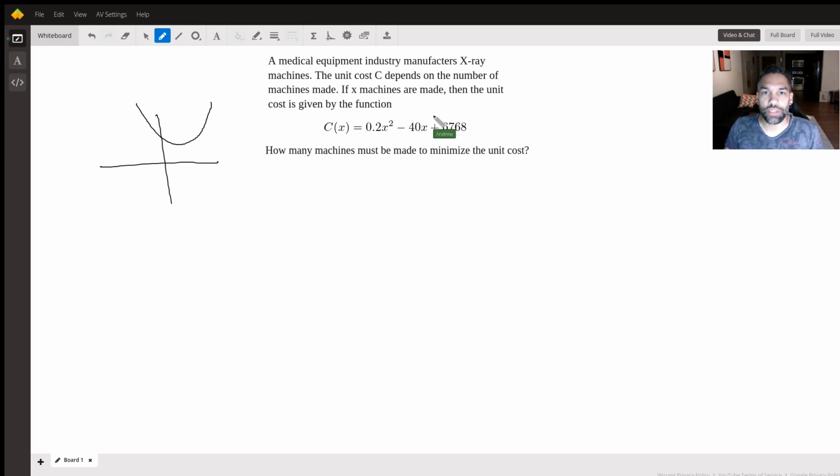And so the question here: how many machines must be made to minimize the unit cost? This vertical axis here is the C-axis, the unit cost. To minimize the unit cost, this line represents all of the possible costs given some input of x, the number of machines made. So what we're looking for is the smallest value, which is this little point down here, because it's the lowest on the graph.